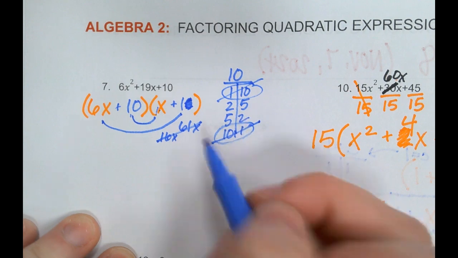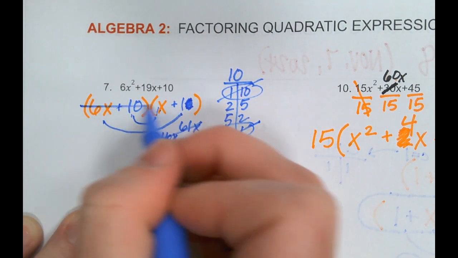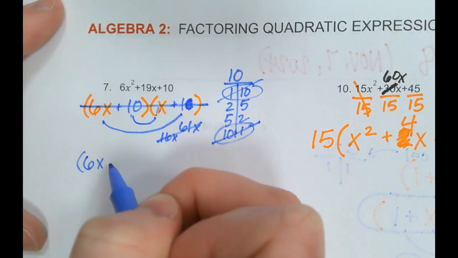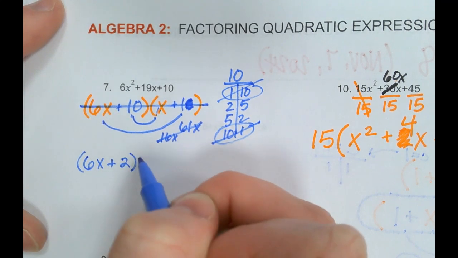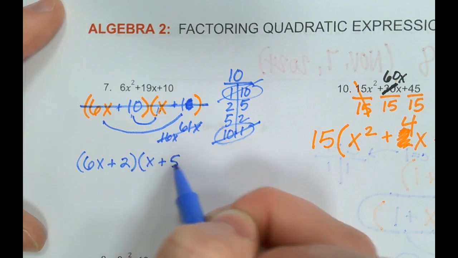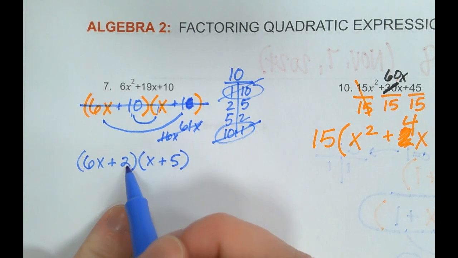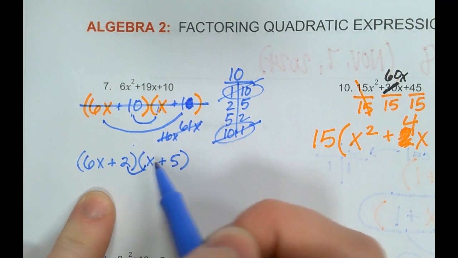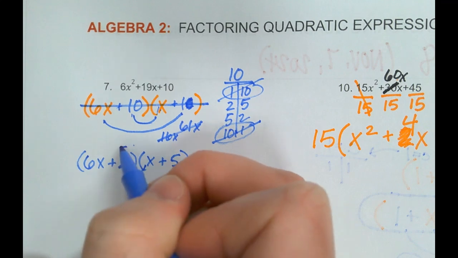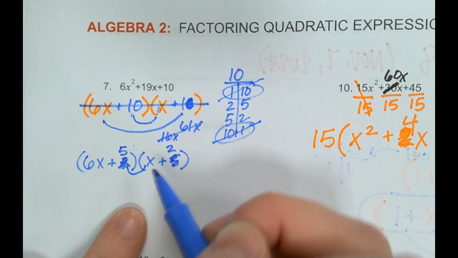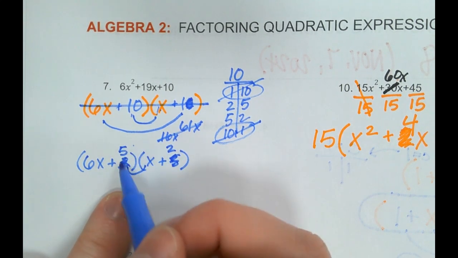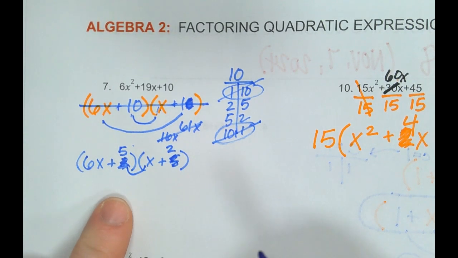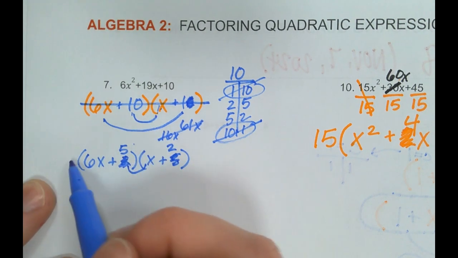So let's try 2 and 5 and 5 and 2. I'm going to rewrite it now because I'm out of space. Let's do 6x plus 2 and x plus 5. Let's see. 2x plus 30x. That doesn't work. What if we switched it to 5 and 2? Let's just break this down. 5x plus 12x, 17, we're even closer. It's still not going to work though.